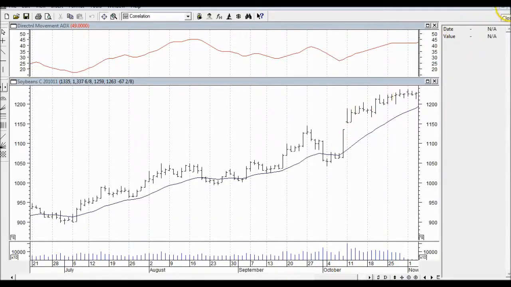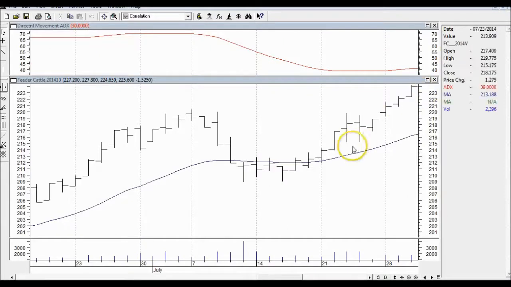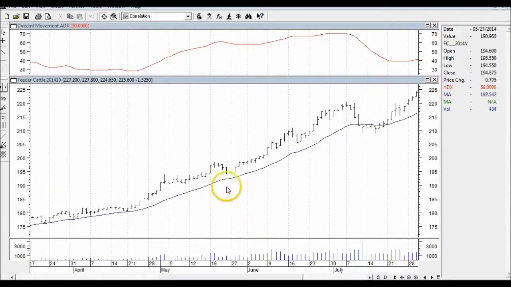So we'll look at one more example, and I wanted to provide at least one example where you probably had a losing trade. So this is feeder cattle this year in 2014. This is the October contract. Back in July, the ADX reading at the peak here is 70. That's an extremely high reading. The market was clearly in a major uptrend at that point.